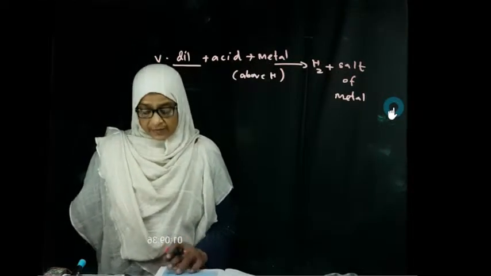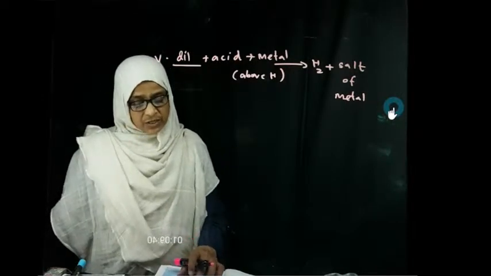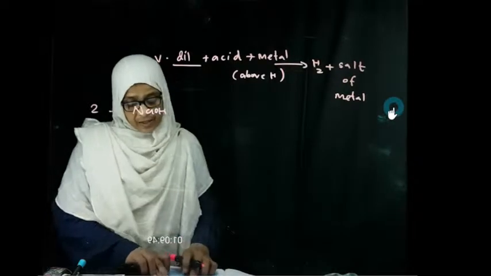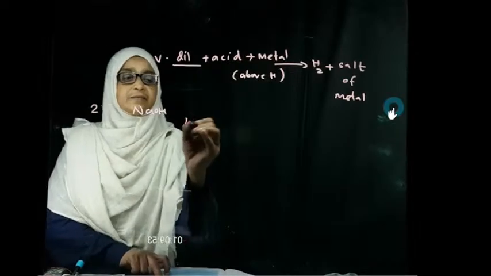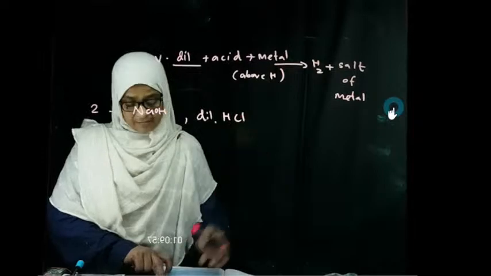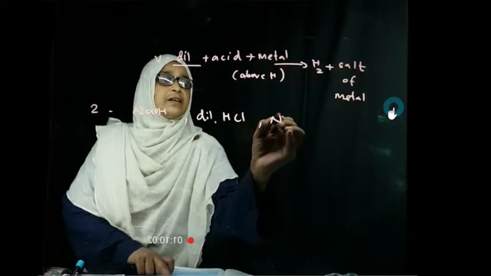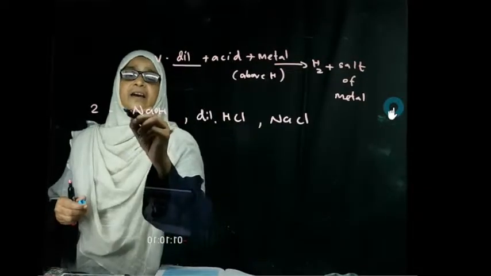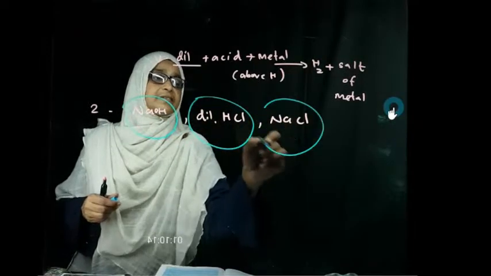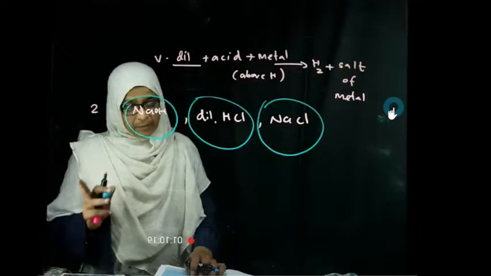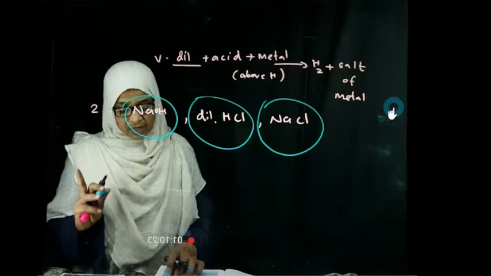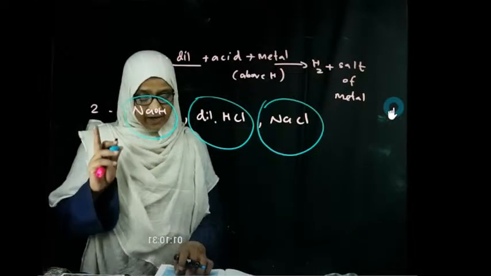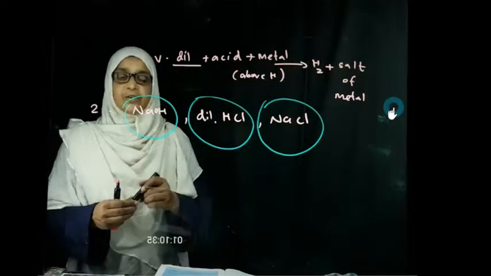Okay. Now go to the second one. You are provided with 3 unlabeled solutions. This is number 2: sodium hydroxide. And dilute hydrochloric acid, dil HCl. And sodium chloride, NaCl. That's all, 3 substances we have provided. How to identify these? You are given only blue litmus papers. Using only them, how do you identify the above 3 solutions? Now you can answer the question.